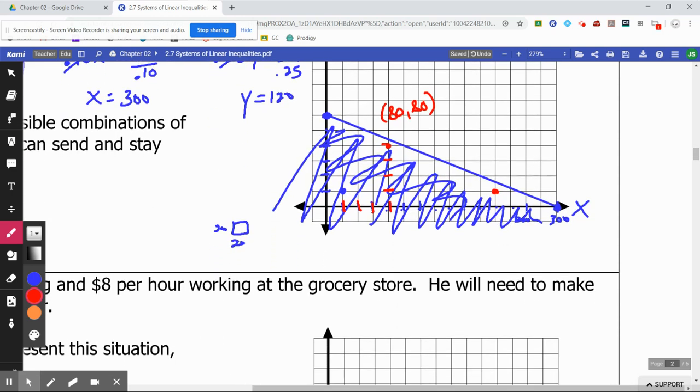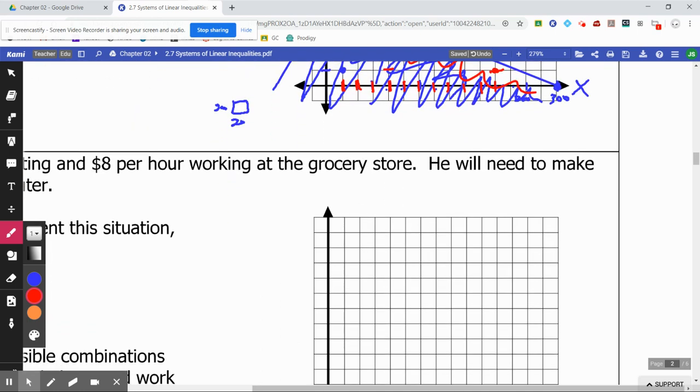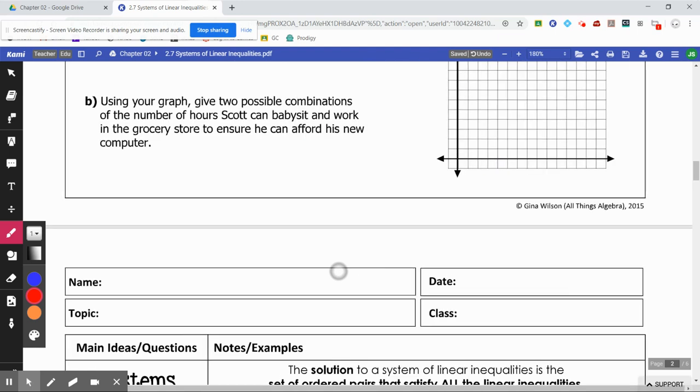If she likes to send more text than pictures, that'd be 20, 40, 60, 80, 100, 120, 140, 160, 180, 220. She could send 220 texts, and that would be 20 Ys, which would be 20 pictures. So either one of those points would stay within budget. Again, anything below this line stays within budget. And you can check that by plugging into our original inequality.